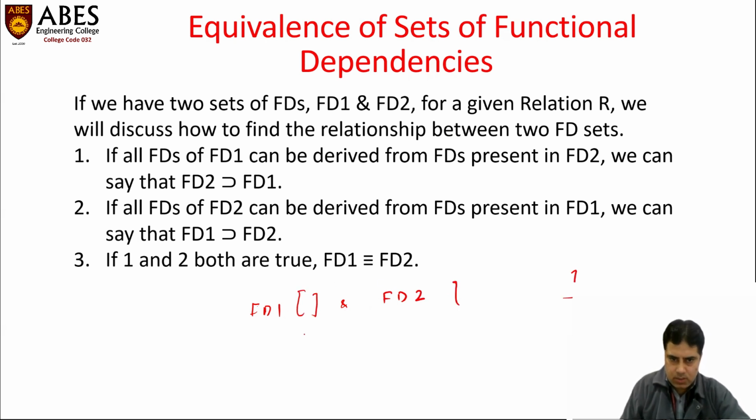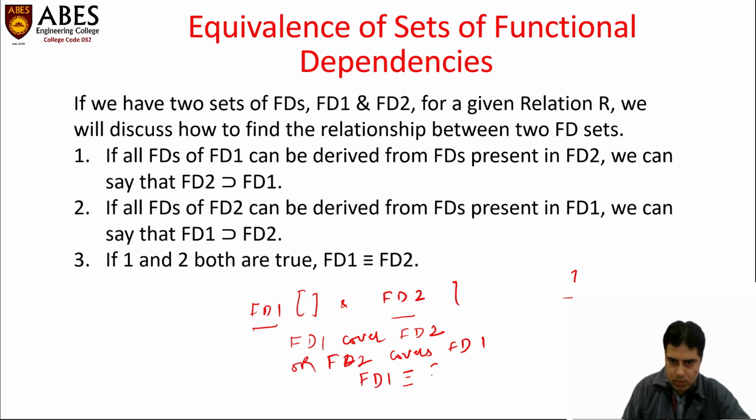Now we have to check whether FD1 is equivalent to FD2, or FD1 covers FD2, or FD2 set covers FD1 set. If both cover each other, then we can say that FD1 is equivalent to FD2. So if we have two sets of FDs, FD1 and FD2, for a given relation R, we will discuss how to find the relationship between the two FD sets.